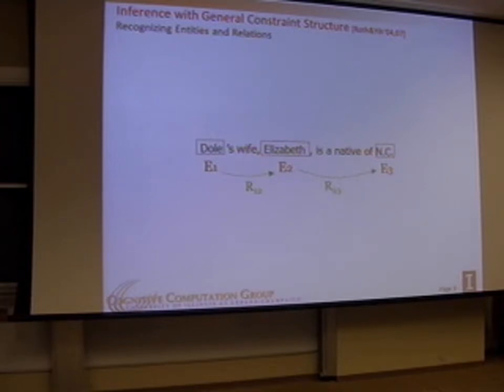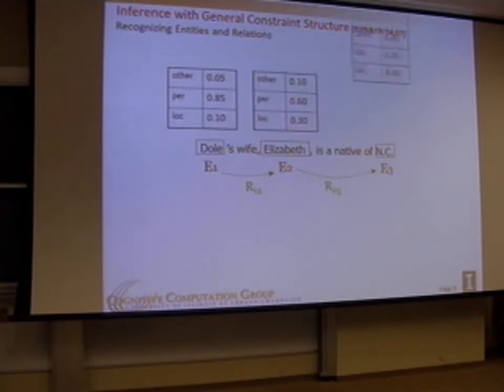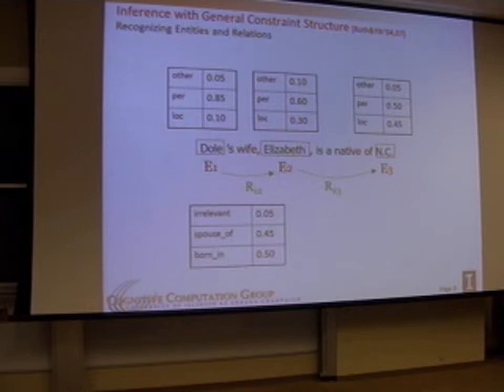So let's assume that I've learned some local models that give me an interpretation for what Dole could be, what Elizabeth could be, and so on, and what the relations could be. For lack of space, I'm only showing three possible values for each one of these. These are conditional probability tables for the values that Dole can take. It could be a person or a location or other, and the values that each relation can take could be spouse of, or born in, or no relation. The simplest decision, given that I have these local models, would be to take the mode and say, okay, these are my decisions. I'm highlighting it here in blue.